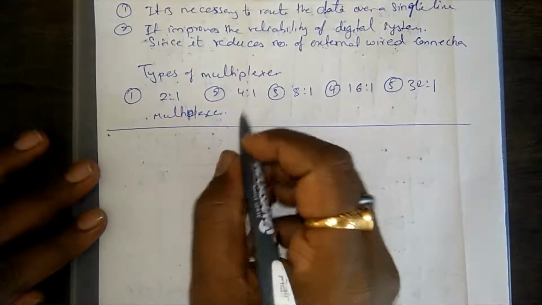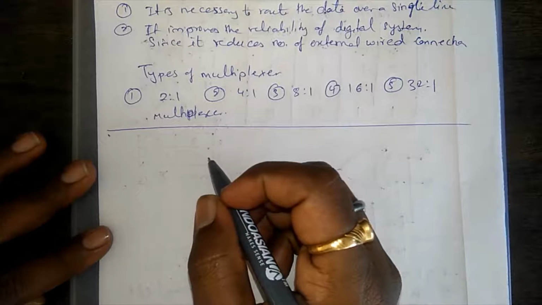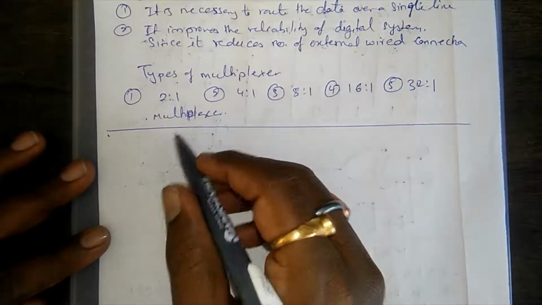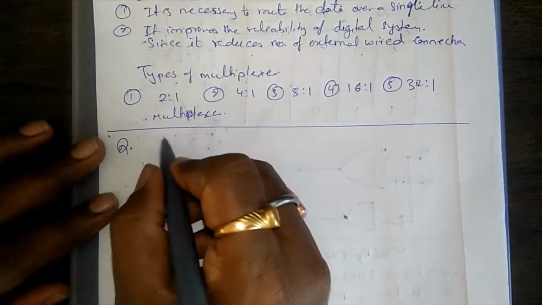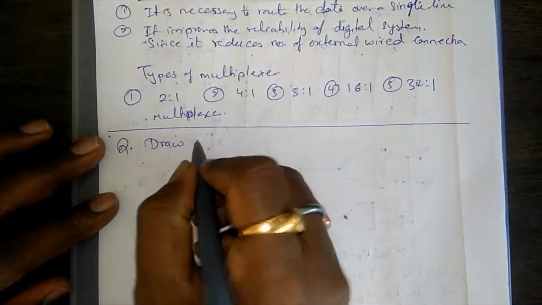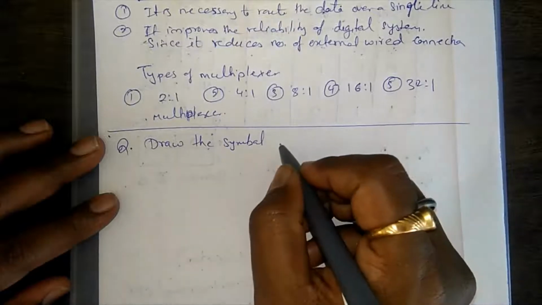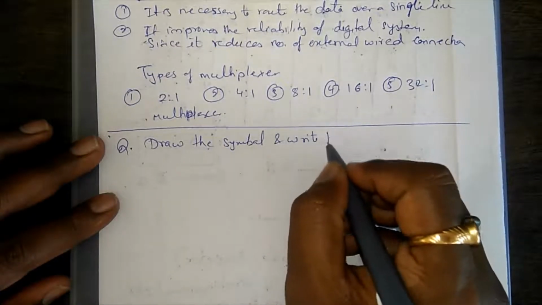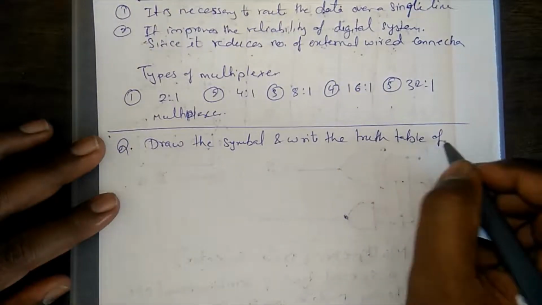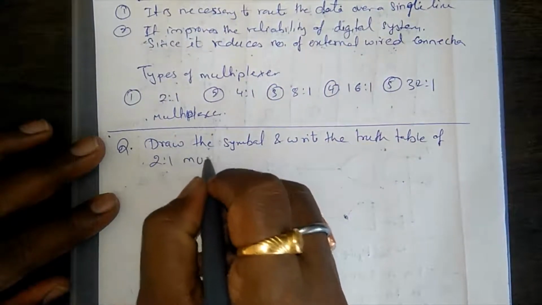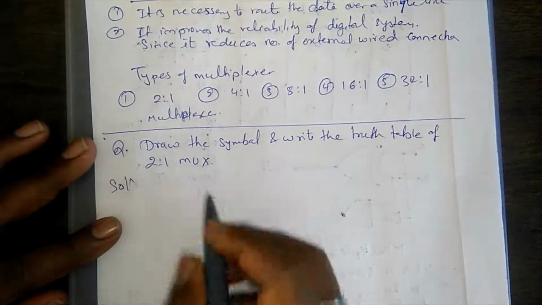Further we'll see the numericals based on the multiplexers. Okay, so let us start with our multiplexer numericals. So the question will be: draw the symbol and write the truth table of 2:1 mux. Mux stands for what? Multiplexer. Okay, now see the solution.